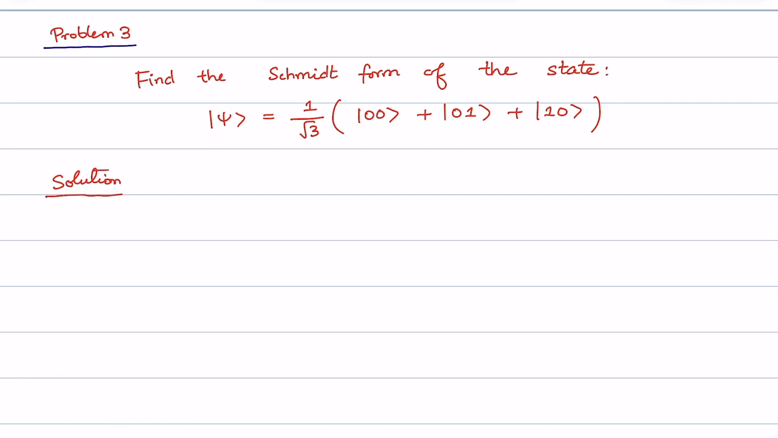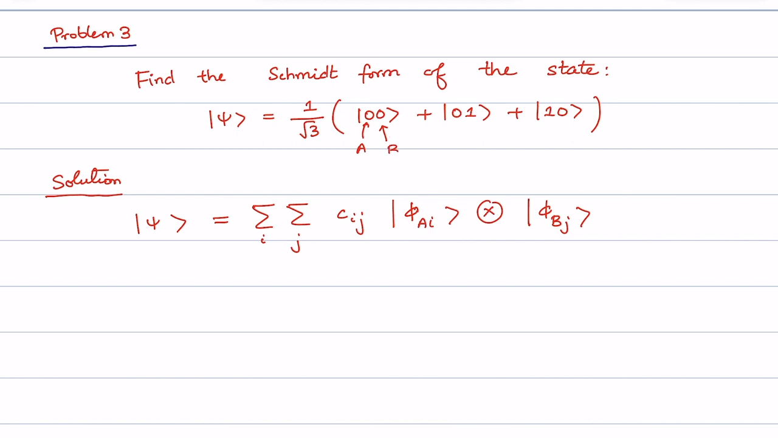As you know, I can express this particular ket psi in this form as well, summation over i, j, its coefficient c_ij, phi_a_i direct product with phi_b_j, and here the first ket refers to system or particle A, the second ket refers to particle B, and so on. Here 0 refers to A, this 1 refers to B, here this refers to A, this refers to B.